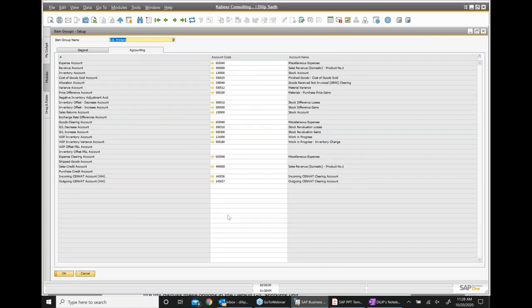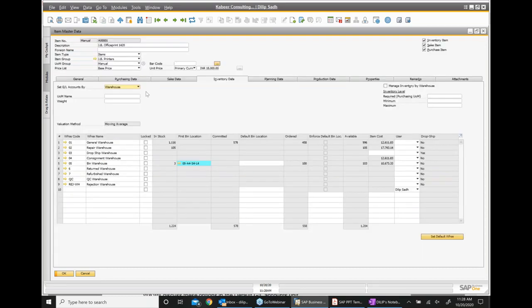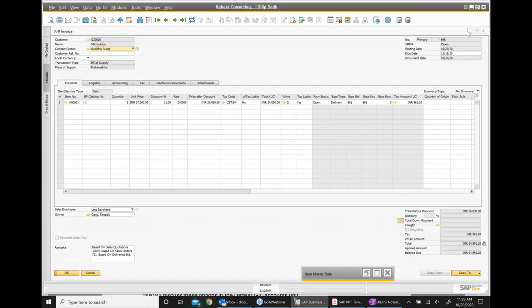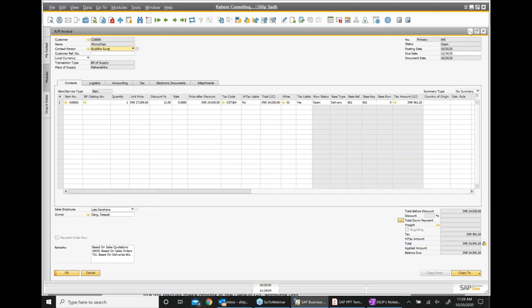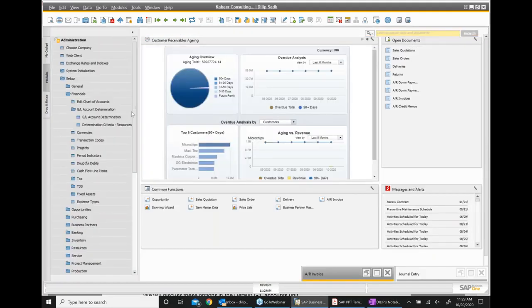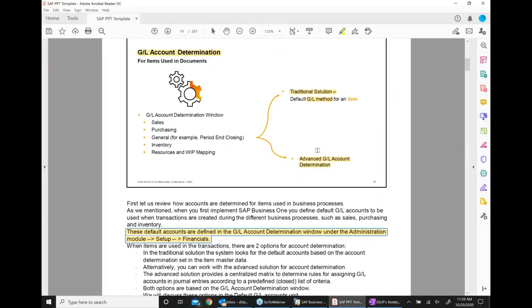Accounts also have multiple choices, multiple ways to do. So here also, sales revenue account 40000. You have a choice. You want to do by warehouse, by item group, by item, or you want to do automatic account determination by advanced account determination. So I close this, and I close this, and this is my advanced account determination. This is what we see here.